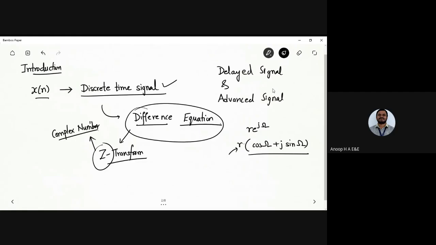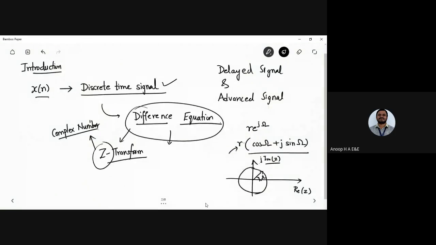Here r is the radius vector. We can have the z plane, where I represent the real part of the complex number on the x-axis or horizontal axis, and the imaginary part of z, associated with j, on the y-axis. This radius vector is the radius of the circle, and omega is the angle associated with it. Now when I talk about this difference equation, I can write any difference equation in a simple manner, and I can write this difference equation which is to be solved.